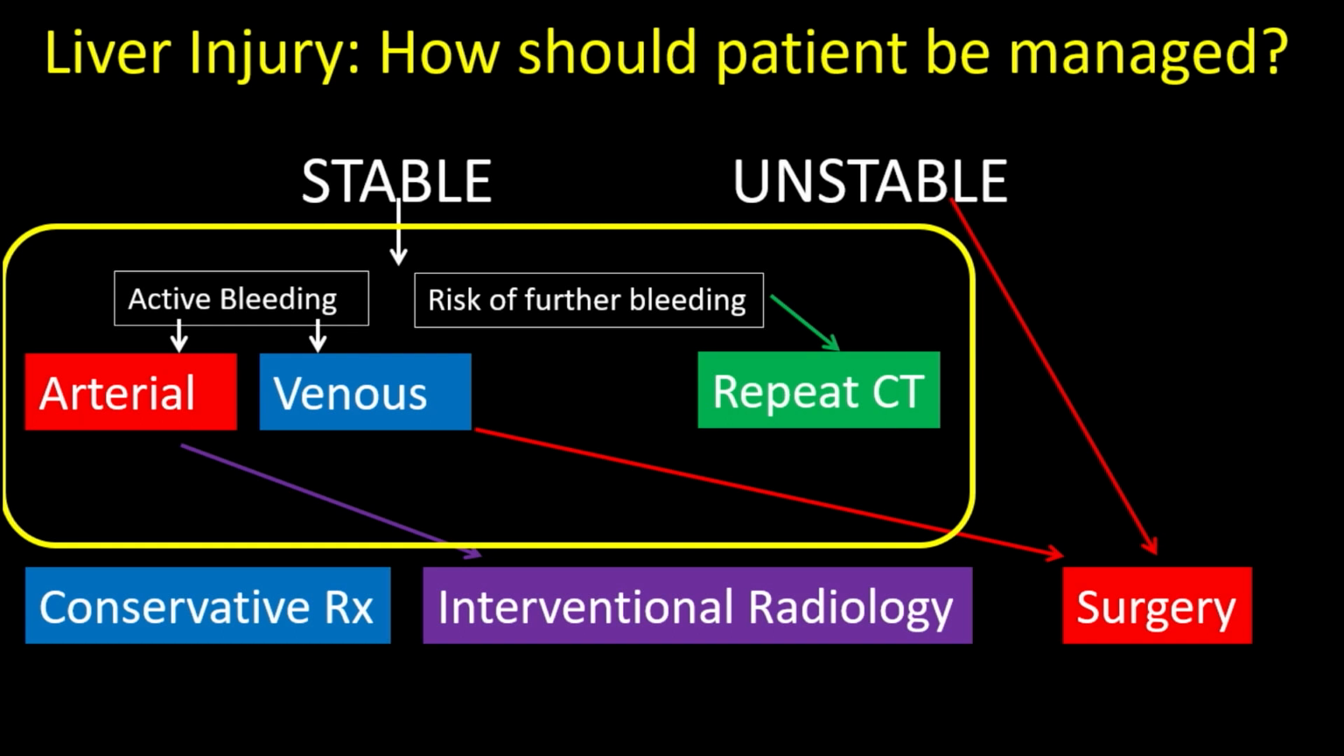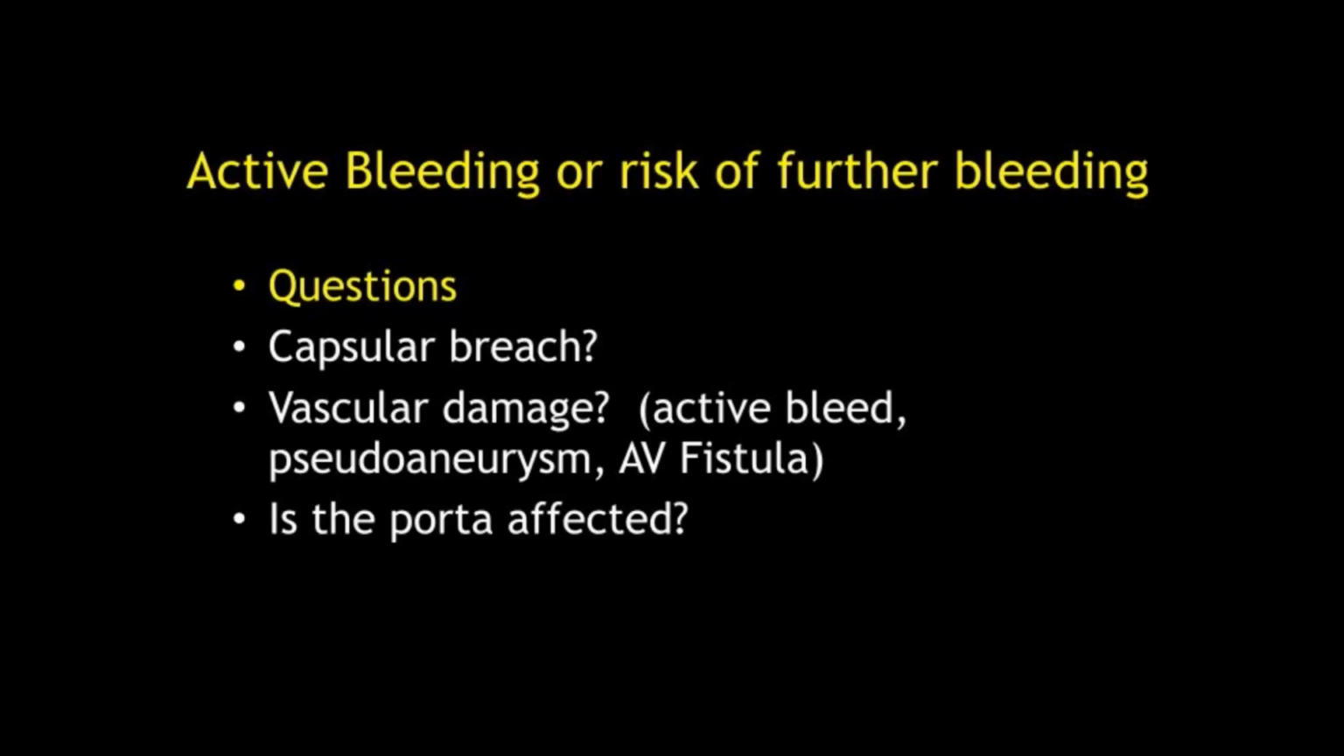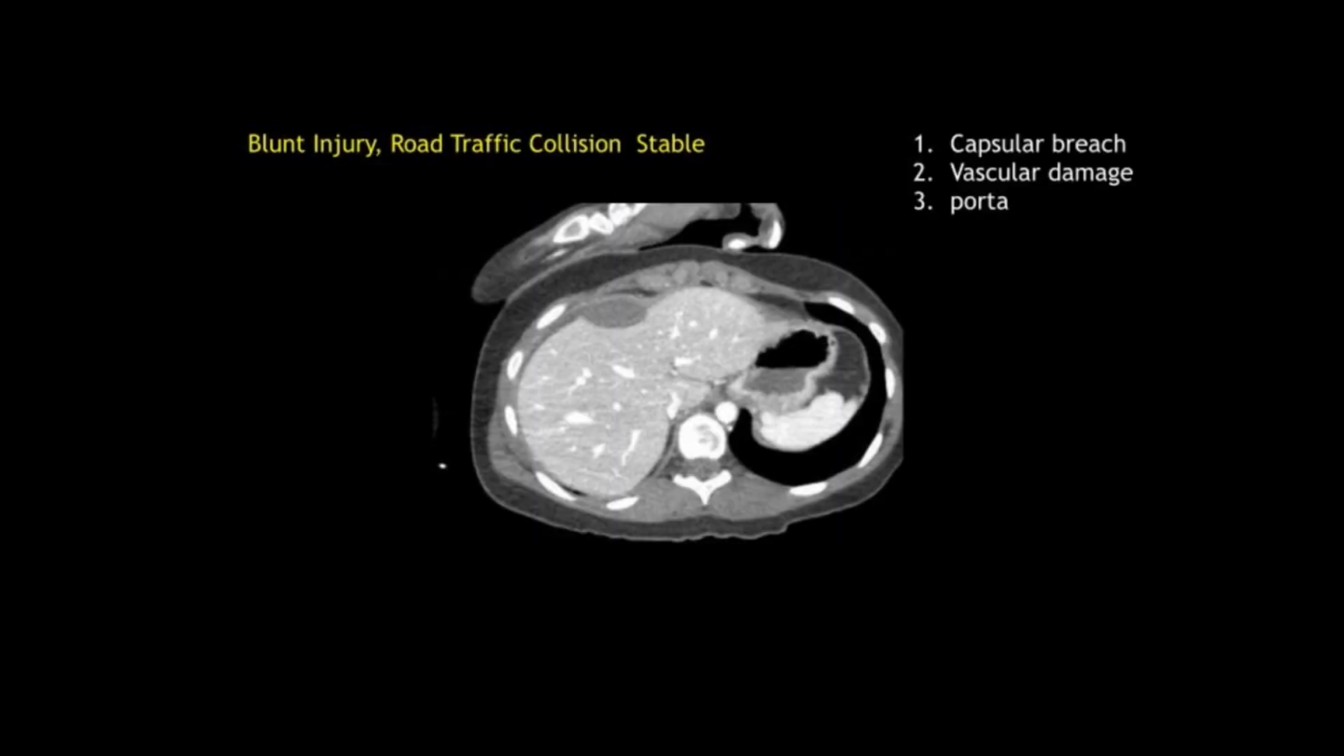So let's explore what we mean by active bleeding or the risk of further bleeding a little bit more. What should we be looking for? Whenever I look at an image, instead of passively looking at it, I try and ask myself questions and interrogate the image. I'm looking for capsular breach: if I see hemoperitoneum or the capsule clearly disrupted; if I see vascular damage, either contrast extravasating out, or maybe a pseudoaneurysm or an AV fistula; and if I can see that the laceration has gone to the porta, that's a bad sign. I'll put that checklist of 3 things up in the corner of every image that we look at.